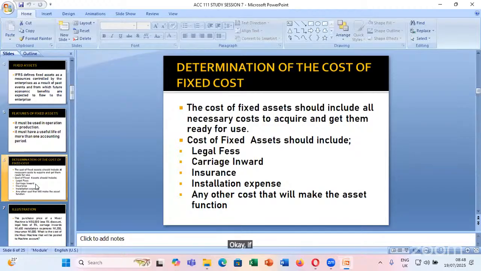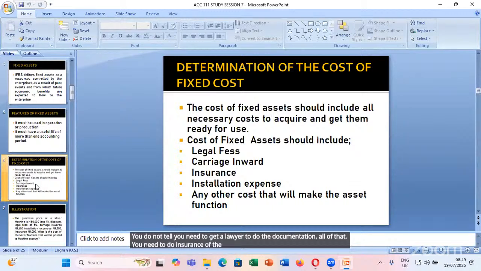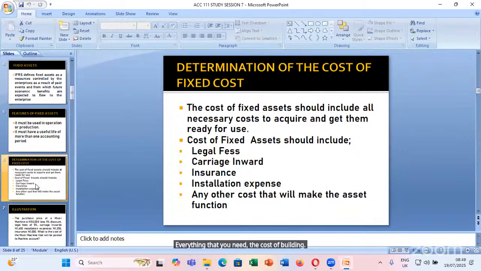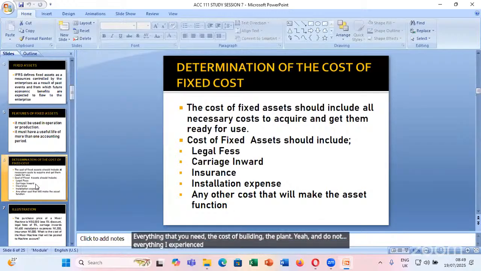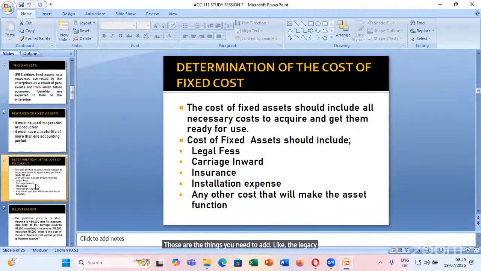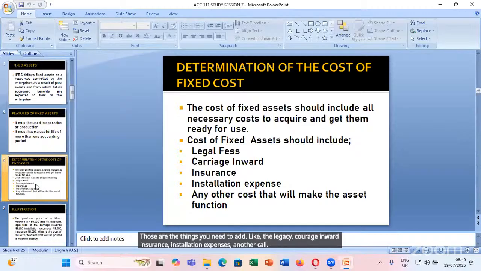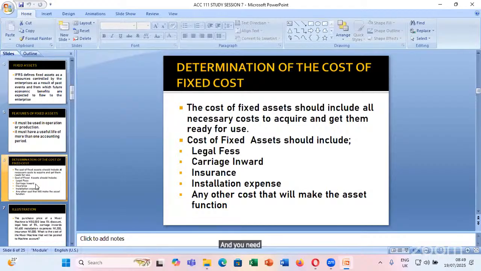Okay. If there is no response to that, take the legal side. If you want to buy land where you want to build your building for official purposes, you need to get a lawyer to do the documentation. You need to do insurance of the building, the cost of the building, the land, the engineer, everything that you spend in making the building ready for use. Those are the things you need to add, like the legal fee, carriage inward, insurance, installation expenses, and other costs that will make the asset functional. If you are buying a motor vehicle for 1 million and you need to pay insurance, carriage, and every other thing, all this money will be added together to form the cost of your asset. Is that taking class?